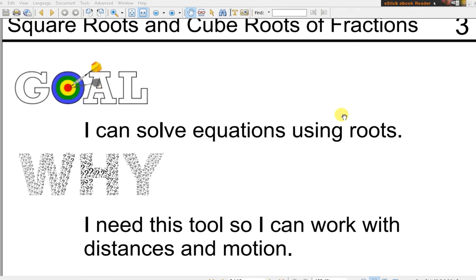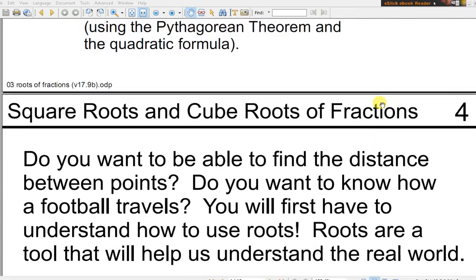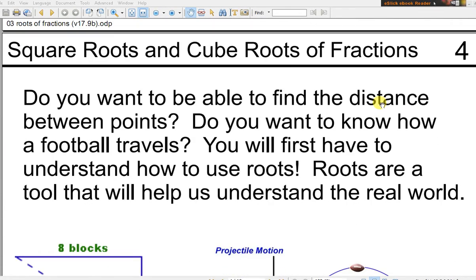So our goal is I can solve equations using roots. Why? You're going to need this to do problems with distances and motions in physics. Things like the Pythagorean theorem, which you've already learned, and the quadratic formula, which you'll learn next year. So we're just going to get you ready for next year, working with square roots and cube roots.